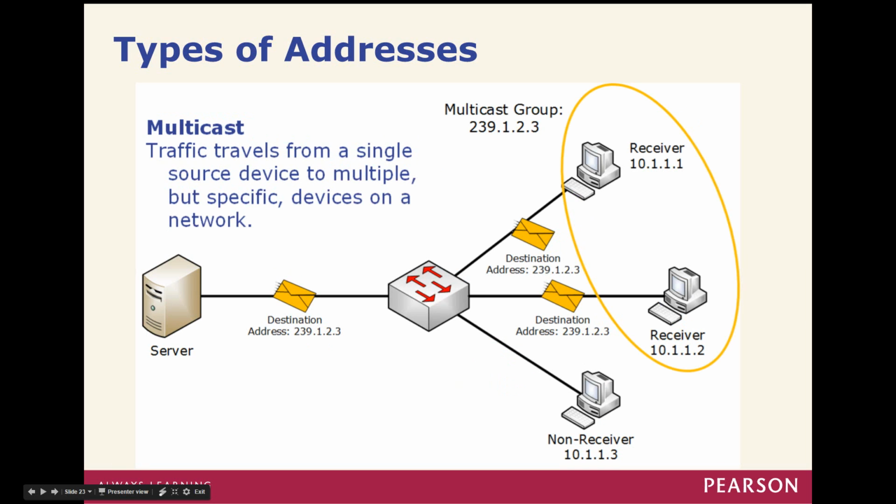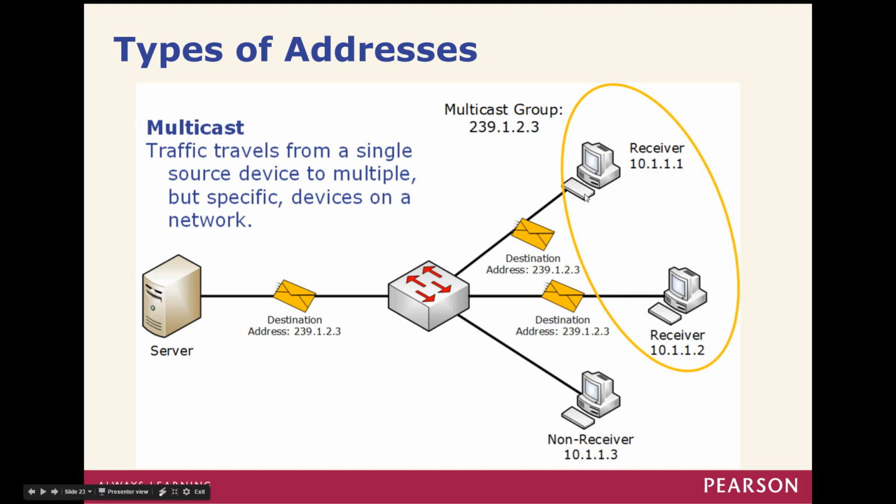We also have a multicast type of address. We'll talk more about this in later chapters, but you can see the multicast group is within that Class D network that we just talked about. So the traffic travels from a single source to multiple but specific devices on the network.